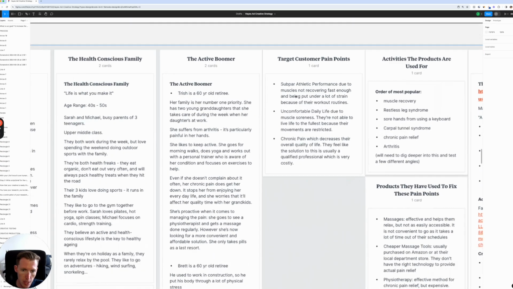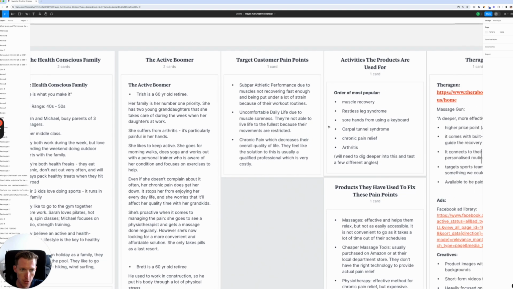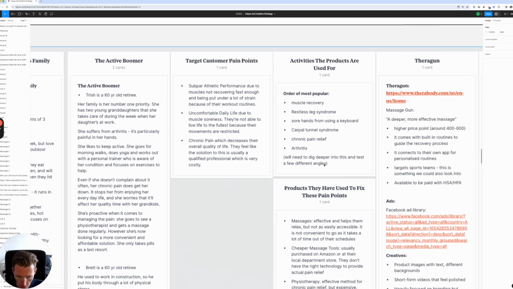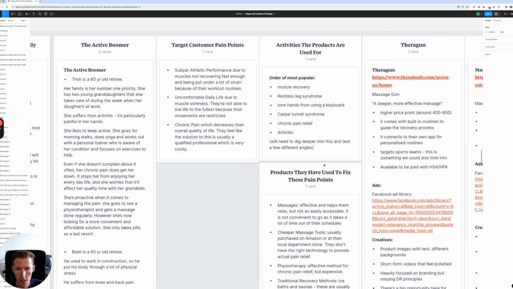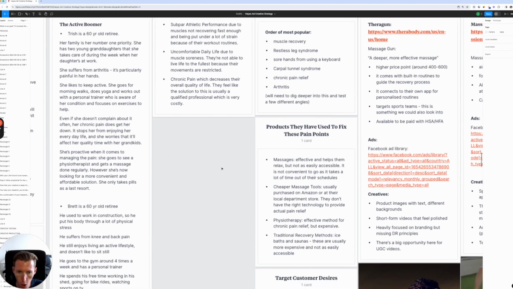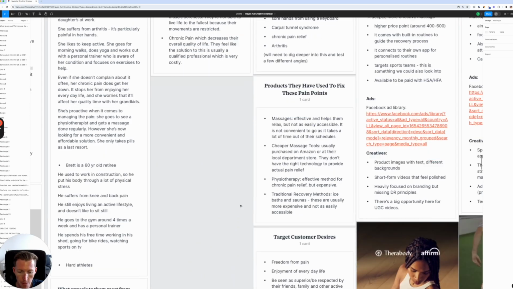And then we go a little bit deeper into our customer pain points and the activities that the product is used for. Just understanding more about why are people using our product, right? And what are they using it for? And we also want to understand what other products they've used to fix the pain points, because that's ultimately who we're competing against. And if they've tried something that has worked or hasn't worked, then especially if it hasn't worked, we can use that in our advertising to create a us versus them against that solution, okay?